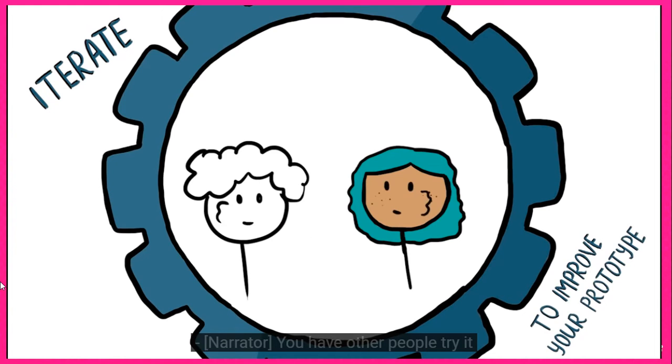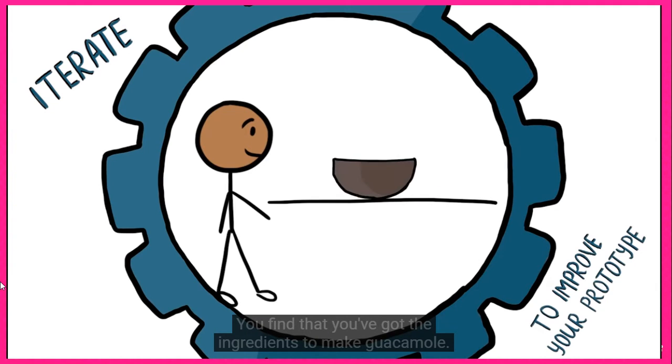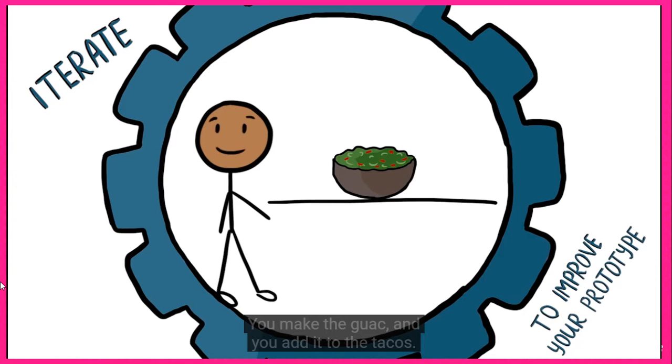You have other people try it to get their feedback. Most people agree. It's kinda dry. So you go back to your kitchen and start iterating again. You find that you've got the ingredients to make guacamole. You make the guac and you add it to the tacos.